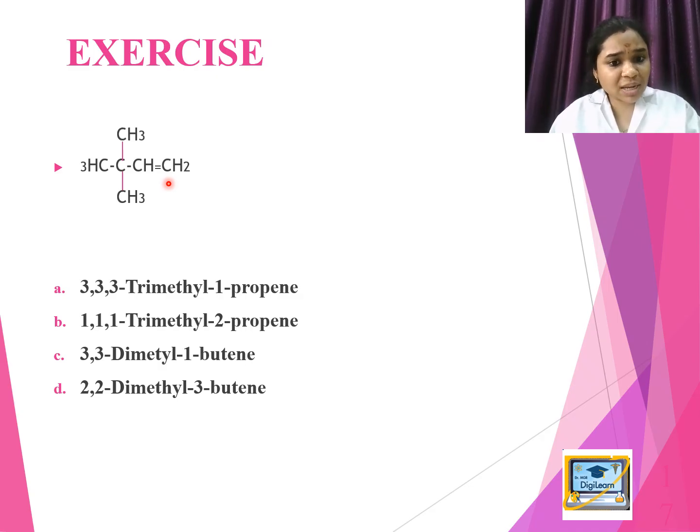In what position is the double bond present? In first position, because we should give the lowest number to the double bond when it is present. So I should start my numbering from here. So 1, 2, 3 and 4. In the third position, there is a substituent. Two substituents are present and both are methyl groups. So 3,3-dimethyl-1-butene. So option C is my answer.